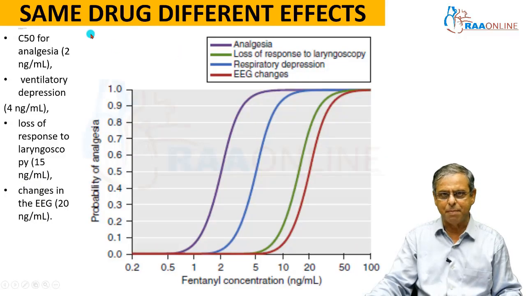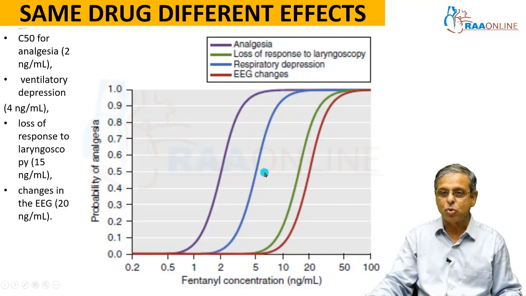So, the same drug can produce different effects, and for each effect, the same drug has a different C50 value. I'm going to be using fentanyl as an example. So, this is your C50 value, at which 50% it will be effective. If you take the C50 for analgesia in fentanyl, it's only about 2 nanogram per ml. But ventilatory depression occurs at 4 nanogram per ml.